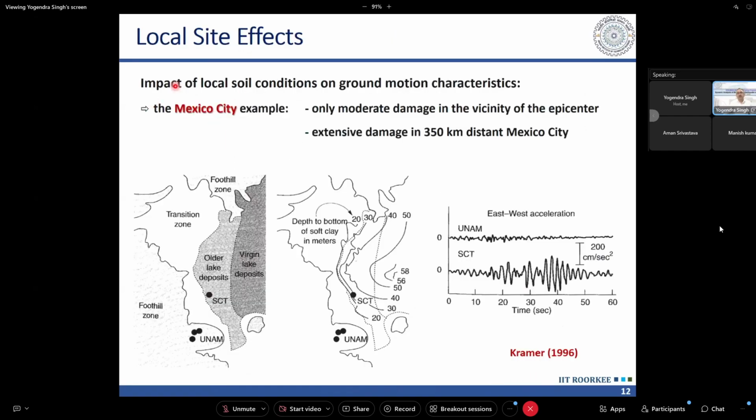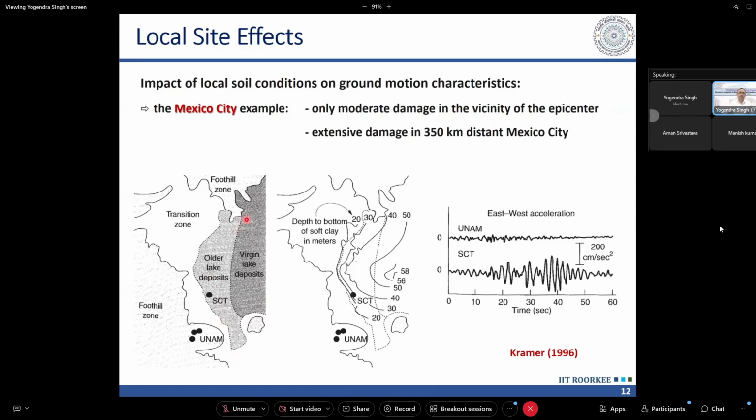Then I talked about this Mexico City earthquake. It is a very interesting study. So in 1985, an earthquake came, and then again recently, around 2010 or after 2010, another earthquake has come. Both have very similar characteristics. I have taken this from the 1985 earthquake. So Mexico City is located on the dry bed of Mexico Lake.